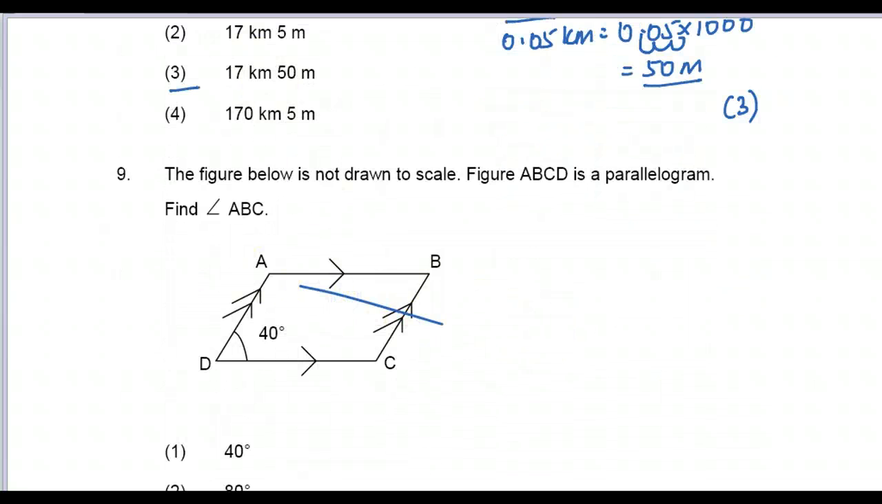This is a parallelogram. I'm sorry. I need to find angle ABC. I know that in a parallelogram, opposite angles are the same. So angle ABC would also be 40 degree, which is option number 1.